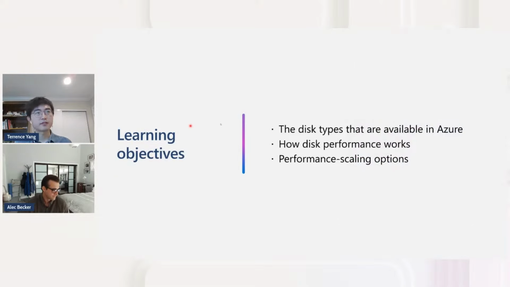We have 3 learning objectives for today's topic. First is the disk types that are available in Azure. We will go through all different types of disks and their performance and what applications are suitable for which disk. Second is how disk performance works. We'll talk about different performance metrics and also features that can help enable that high performance. Third is performance scaling options. We will go through the presentation in combination with quick demos to show you how to do some things on Azure Portal. And at the very end, we will also have a quick quiz to test your knowledge.